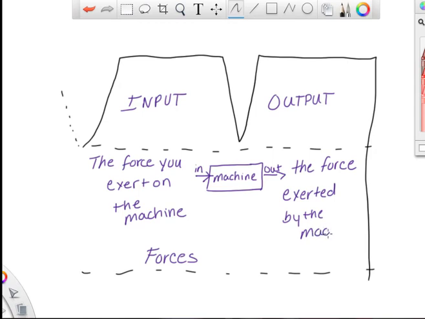If you're wondering why a shovel is considered a machine, the reason is because it's a lever, and we're talking about simple machines. So now we're going to look at the bottom half, and we're going to see how machines make work easier by changing things.